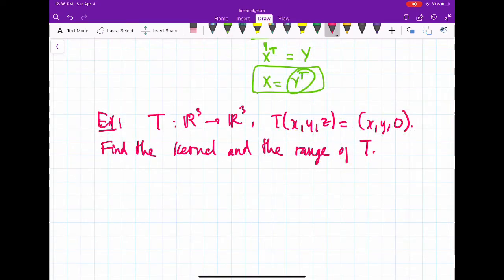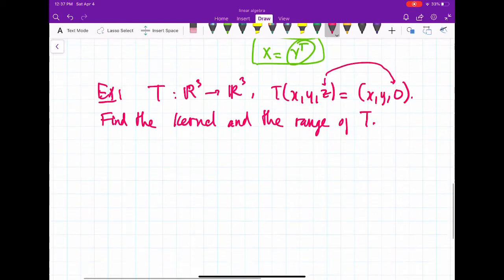Now let's consider a linear transformation from R3 to R3 such that T(x, y, z) equals (x, y, 0). If you remember, this is orthogonal projection. It transforms any z right here into 0. So basically, you just project the point (x, y, z) onto the xy plane. Let's find the kernel and the range of T.